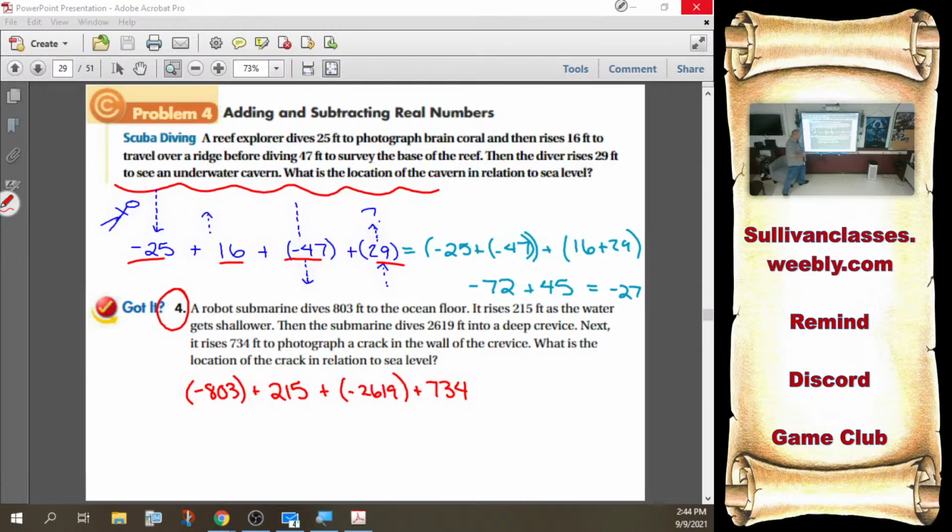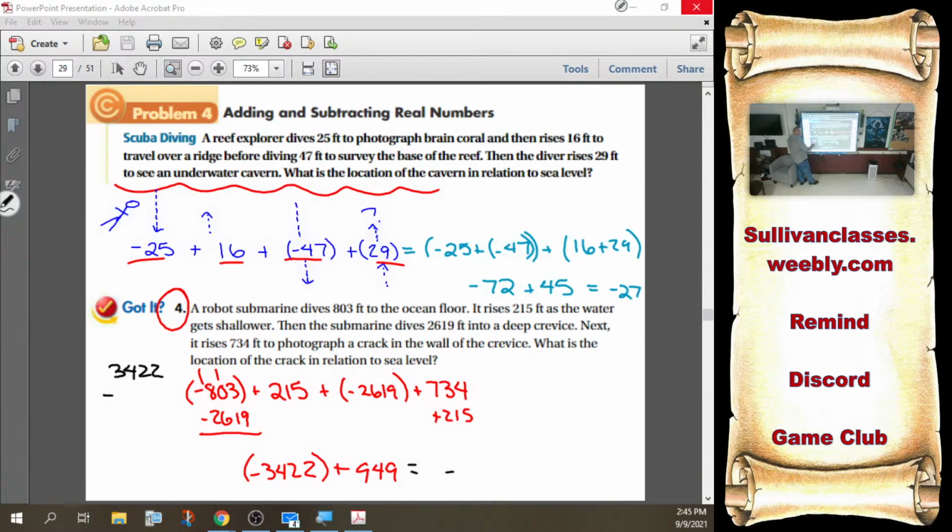No one? Okay. So if I take the negative 803 and the negative 2619 and smack those together, I have a negative 3422, plus take the positive 734 and the 215, put those together, 949. If I have to ask which one's bigger, we're probably in trouble. Okay. I subtract between them to find out how far apart they are, and I just know that my answer is going to be negative.